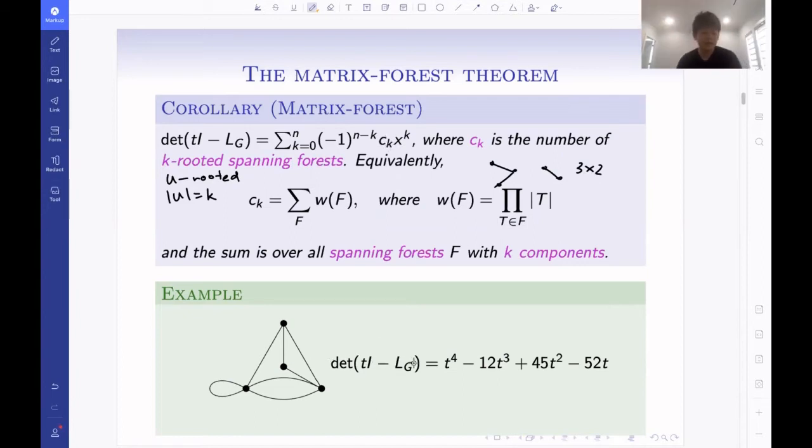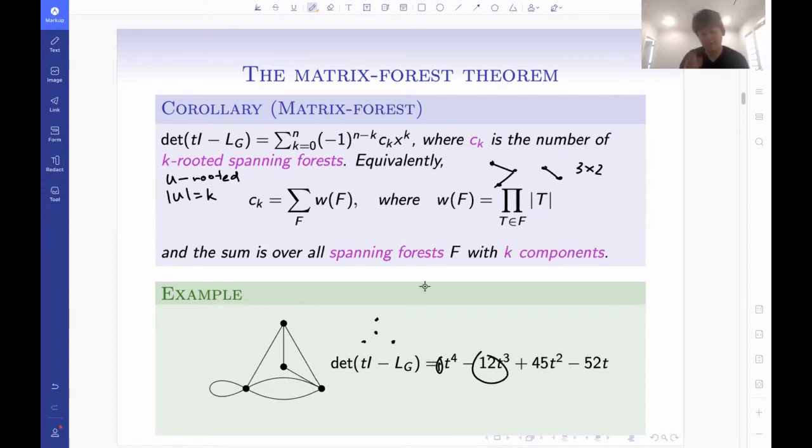So for example, again, take this graph and take the characteristic polynomial of its combinatorial Laplacian. This t to the 4 corresponds to this spanning forest. It's not a very interesting spanning forest, but if you multiply all the sizes of the connected components, you're going to get 1 to the 4, which is exactly the coefficient here. It's a 1.